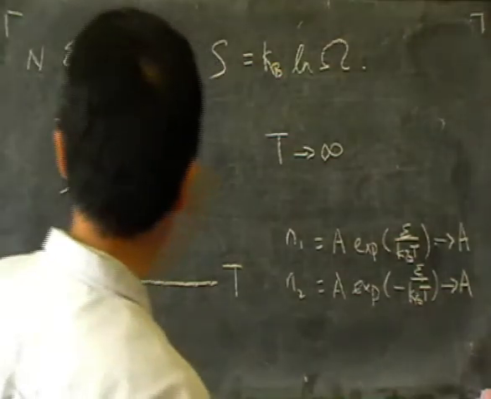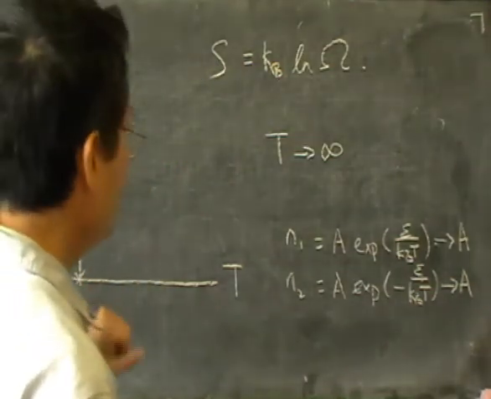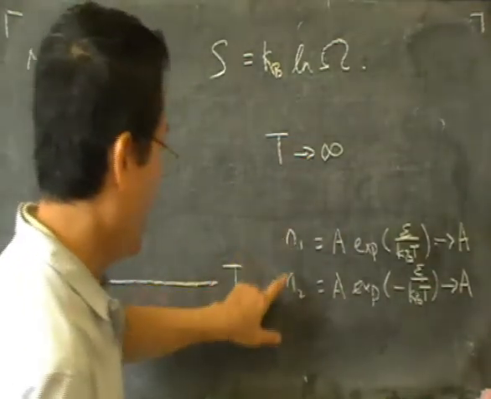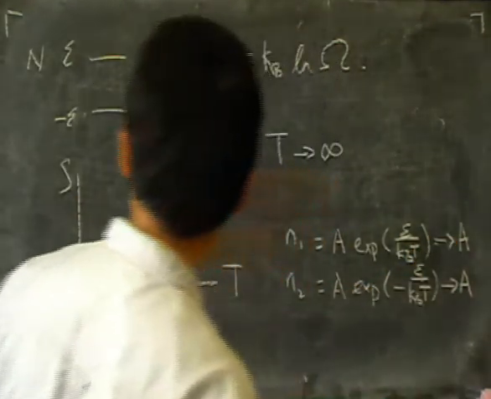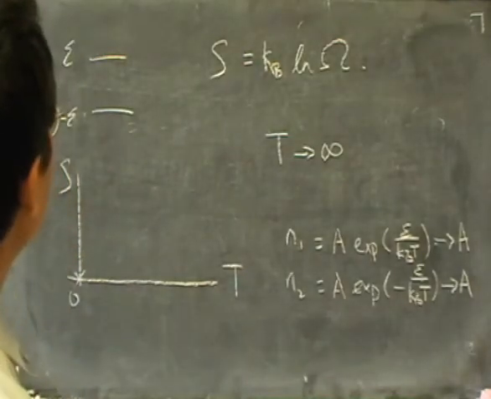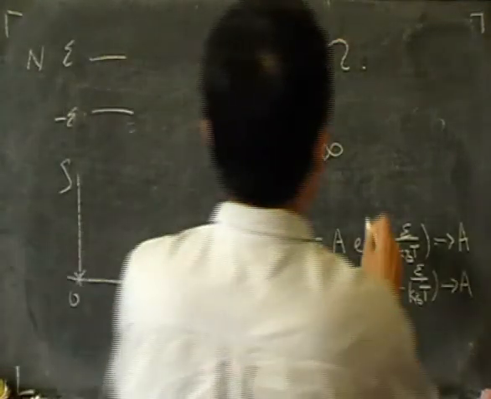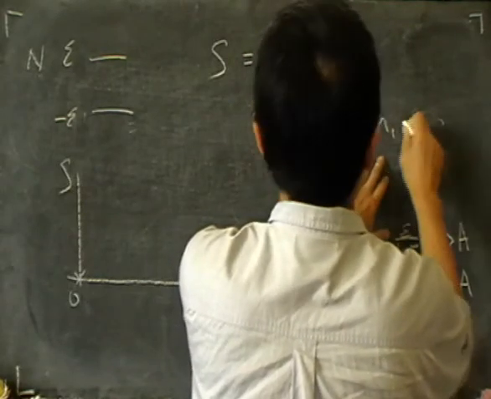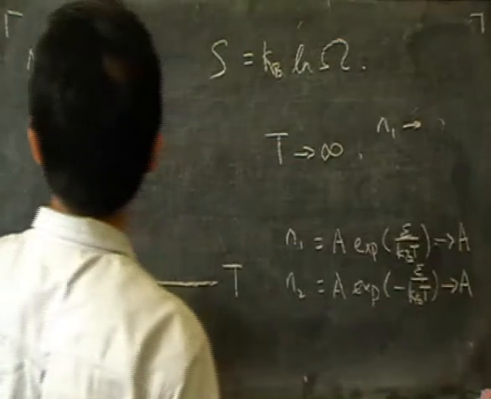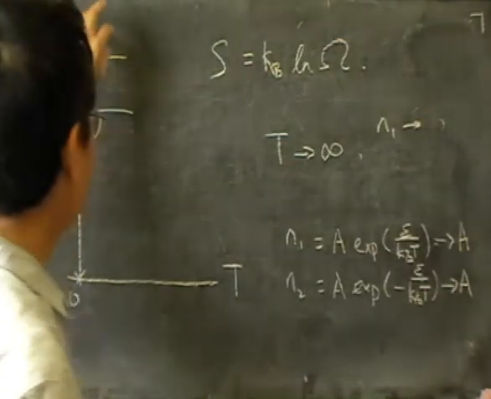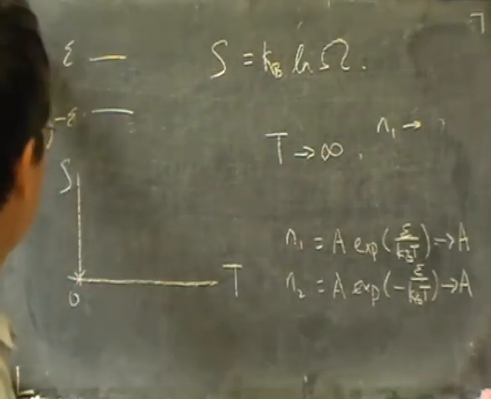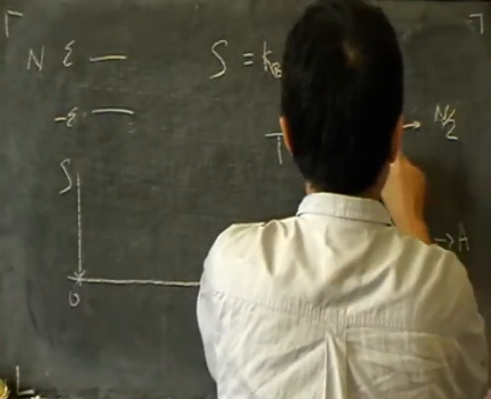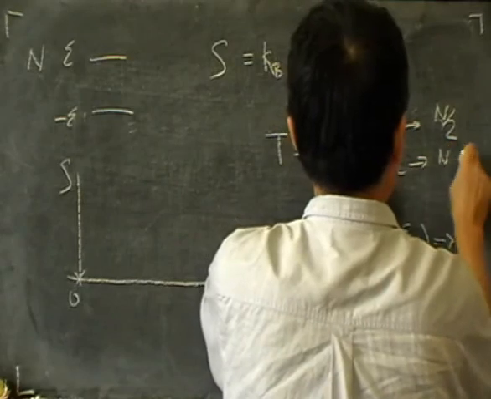Now coming back to this, we need to find what happens when T goes to infinity. And we have seen that n1 and n2 go to the same value. So if there's the same number in both levels, that means that N is split into half and half. So n1 goes to N over 2, and n2 goes to N over 2.